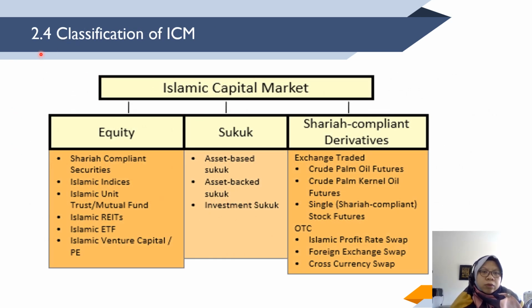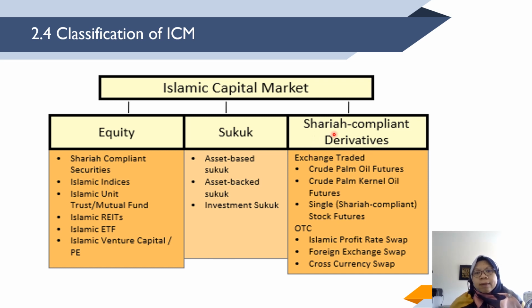Okay, we continue with 2.4 classification, or components, of the Islamic capital market. We have three classifications under Islamic capital market: equity, sukuk, and Sharia compliant derivatives. Equity includes Sharia compliant securities, and then Islamic index, and then Islamic unit trust or mutual fund, Islamic REITs, Islamic ETF, and Islamic venture capital or PE, private equity. Then sukuk. Sukuk is known as Islamic certificate. It includes asset-based sukuk, asset-backed sukuk, and investment sukuk.